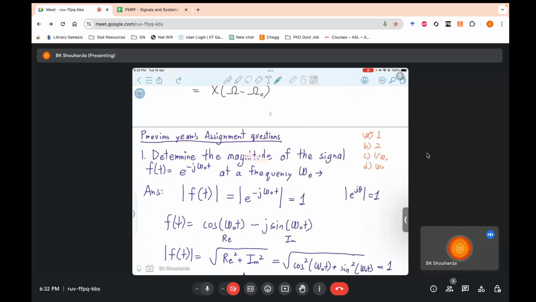Determine the magnitude. Okay, so this was a simple question. You have to find the magnitude with this. It's a complex number, so that's 1.